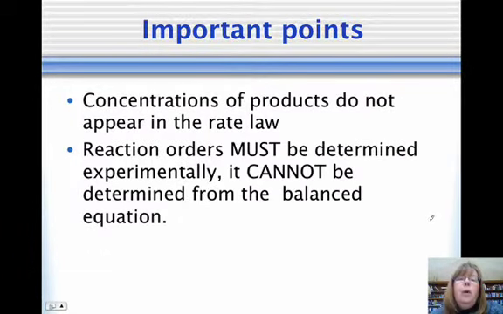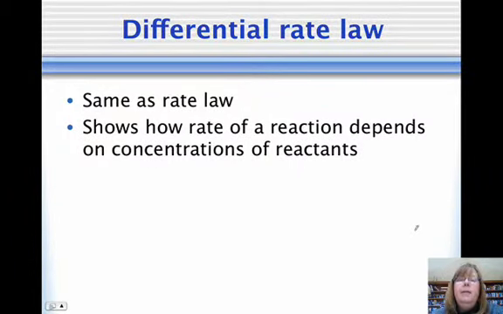All right, so these are the important points so far. The products don't appear in the rate law, so don't even worry about them. That reaction order, again, is determined experimentally. It has nothing to do with the balanced equation. So how do we determine it experimentally?